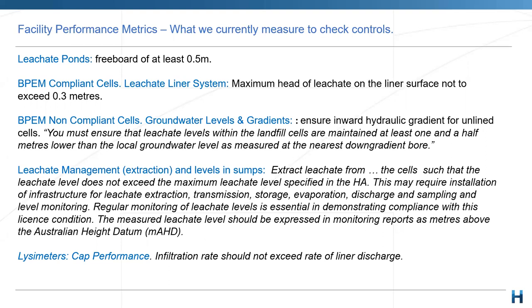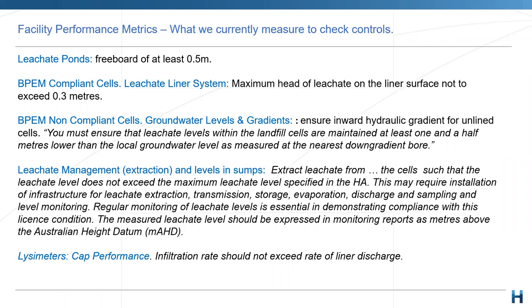When we look at BEPM compliant landfill cells, those are the ones which are constructed in accordance with the BEPM. Typically, the guidance we're looking at is the maximum head of leachate on the liner surface. Now, what's head? That's just the amount of leachate sitting on top of a liner. The more head you have, the more downward pressure there is on the liner and the more chance there is for seepage to occur. People talk about Darcy's law as a way to calculate that. So that's another important metric that still has a lot of credibility.